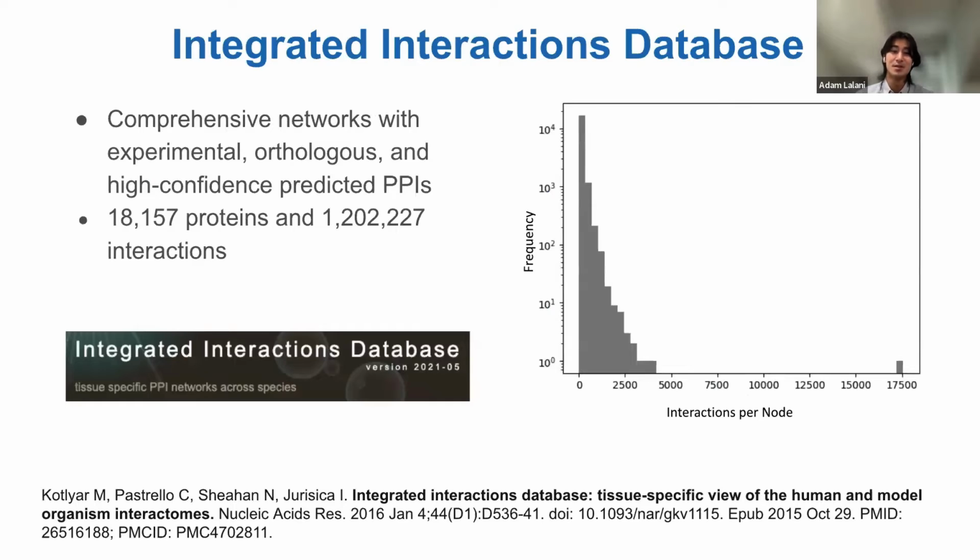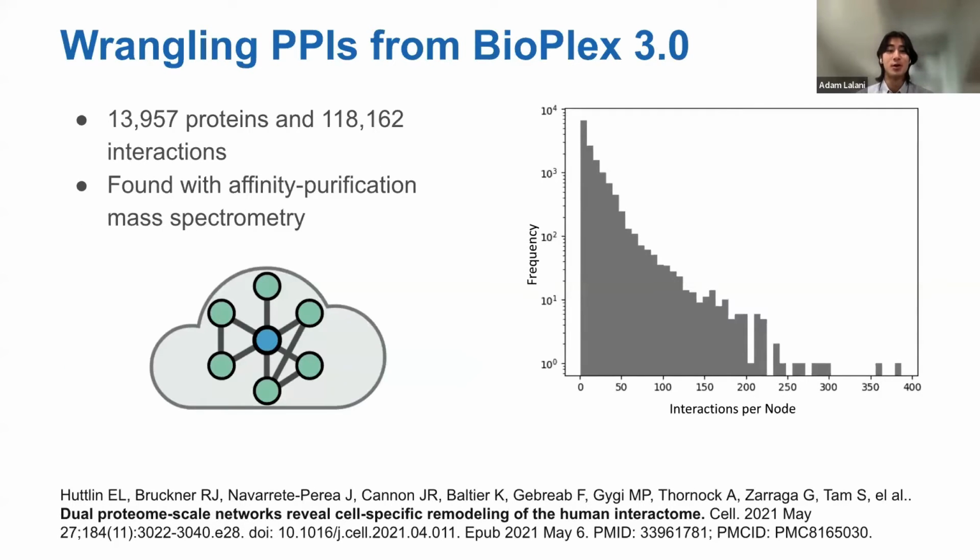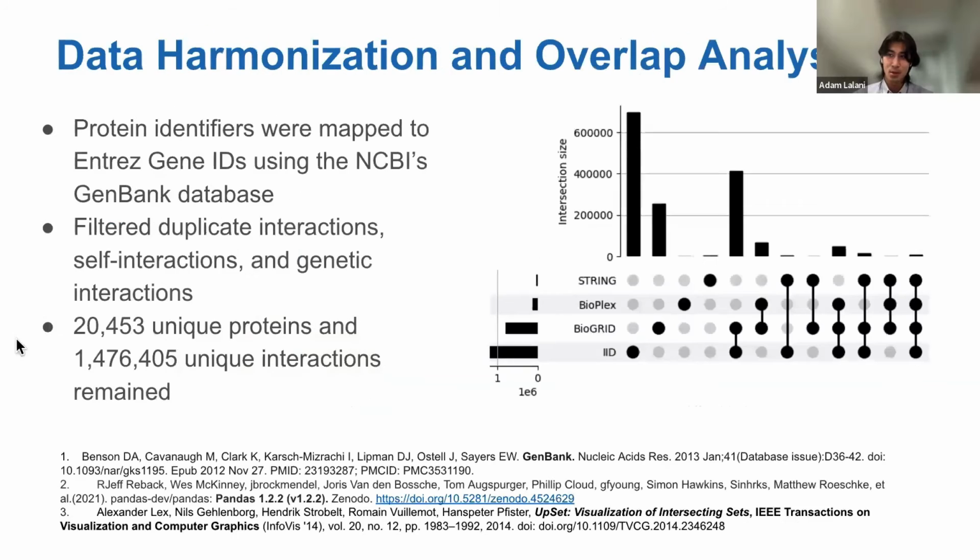IID is a very large database of about 18,000 human proteins and 1.2 million interactions found through experimental studies, orthologs, or machine learning predictions. The connectivity distribution of this database also follows the expected power law distribution. And finally, Bioplex 3.0 has about 14,000 human proteins and 118,000 PPIs, all discovered with affinity purification mass spectrometry. The connectivity distribution again follows this power law distribution.